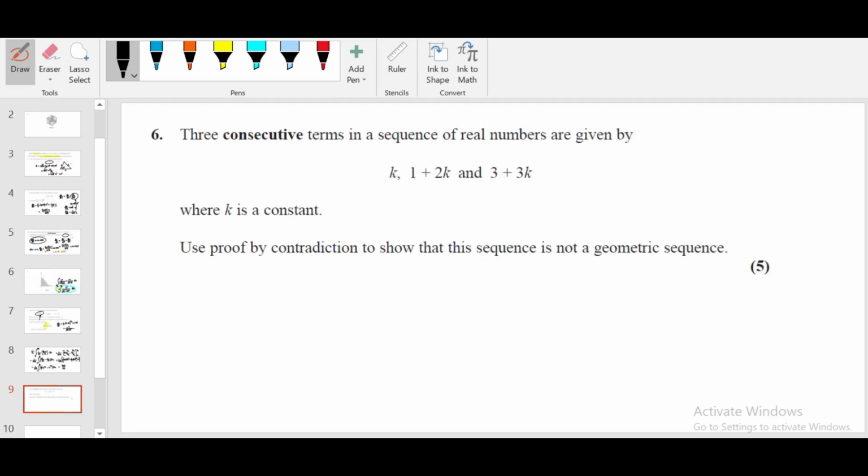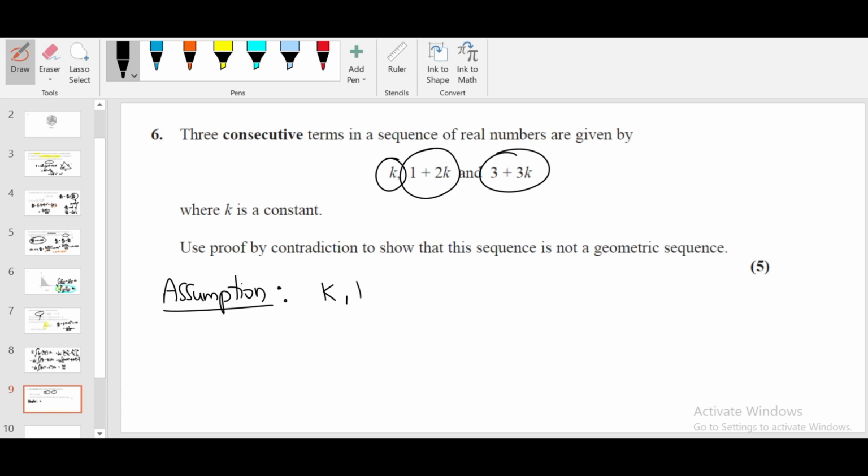Question number 6. Prove by contradiction. 3 consecutive terms in a sequence of real numbers are given by k, 1 plus 2k, 3 plus 3k, where k is a constant. Use proof by contradiction to show that this sequence is not a geometric sequence. For all proof by contradiction questions, you need to write the assumption first. The assumption is usually the opposite of the original statement that we are trying to prove.